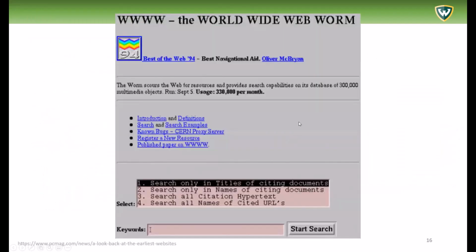And by 1994, the World Wide Web was becoming more public, and search engines were being developed to search for all the documents that were available on the web, and then enable people to actually find those documents like we do now via the Google search engine.